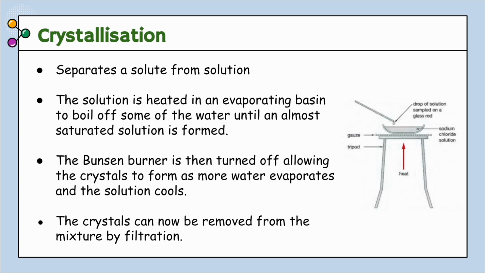The Bunsen burner is then turned off, allowing the crystals to form as more water evaporates and the solution cools. The crystals can now be removed from the mixture by filtration. The apparatus for this is shown in the image.